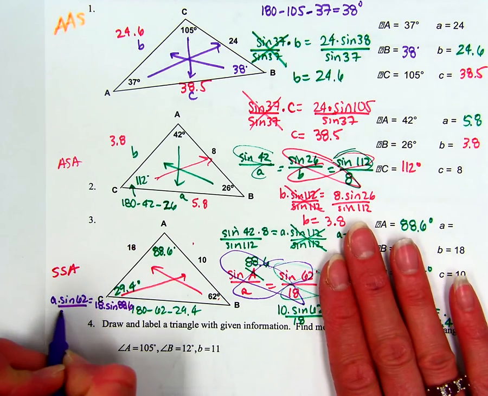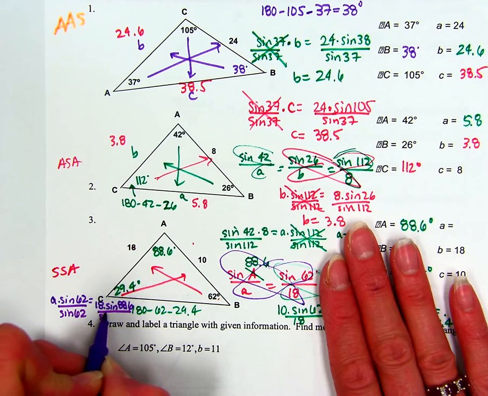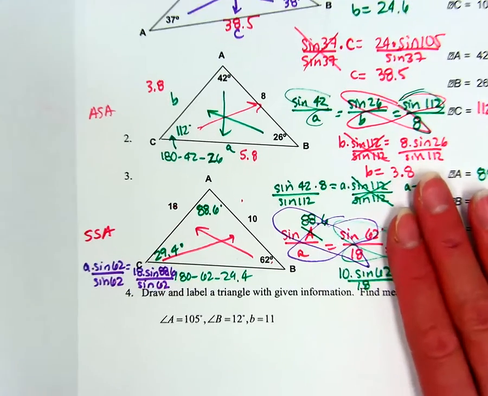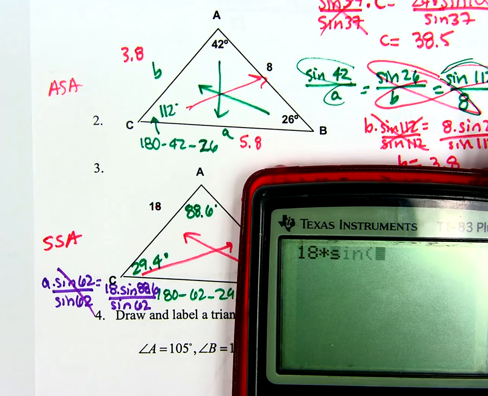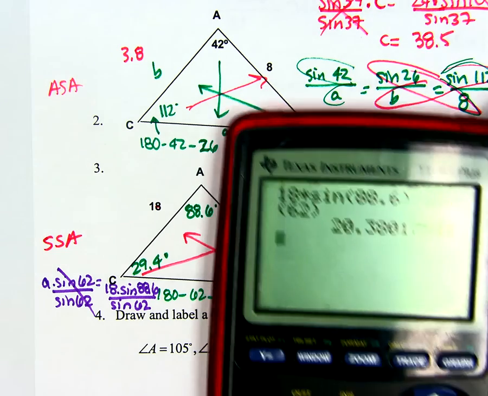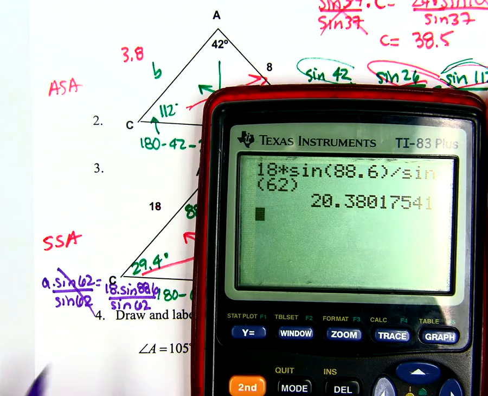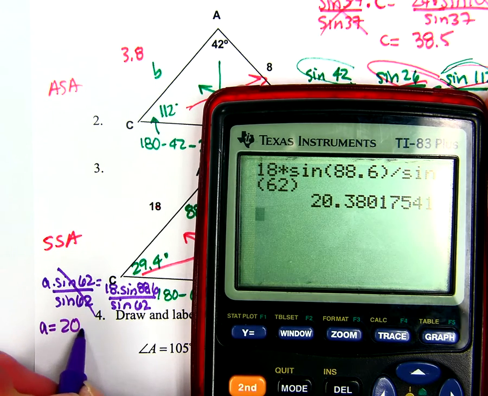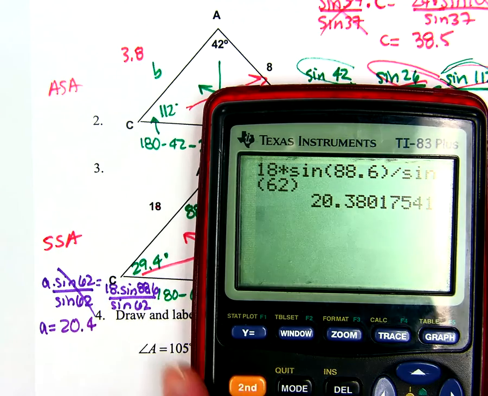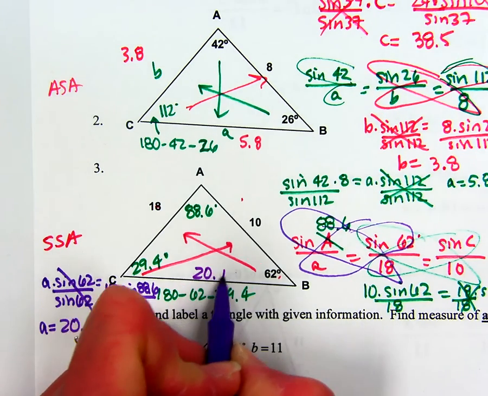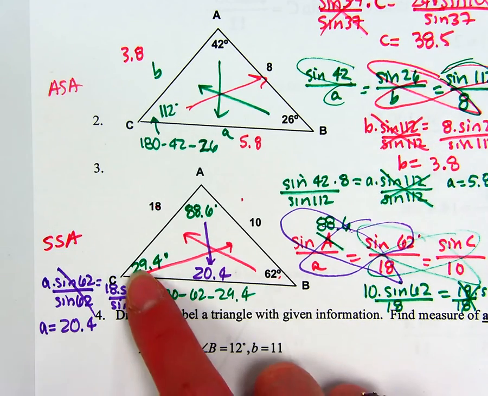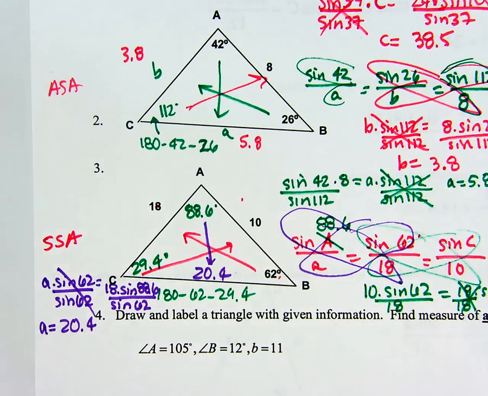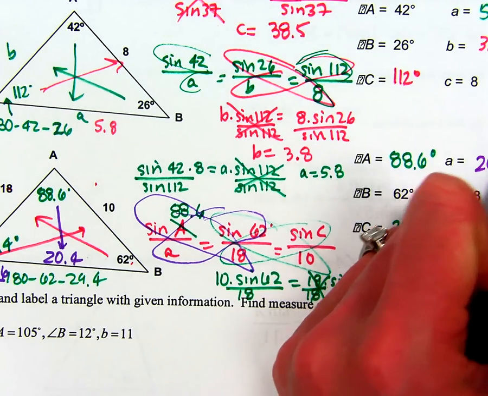All right, so now I'm going to divide both sides by sine of 62. And then I'm going to use my calculator. So I'm going to do 18 times sine of 88.6 divided by sine of 62. Okay, so if I do all that, I get 20.4. All right, so that gives me my last missing side, so 20.4. All right, so double check. Here's my largest angle. That's my largest side. My smallest angle is the 29, and that's my smallest side. So everything sounds good. So I'm just going to fill in side A was 20.4.